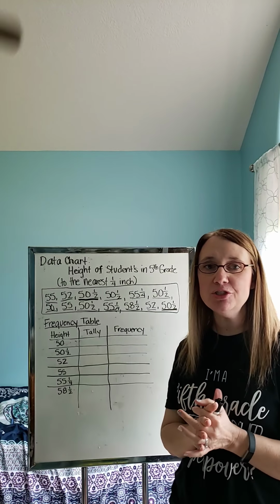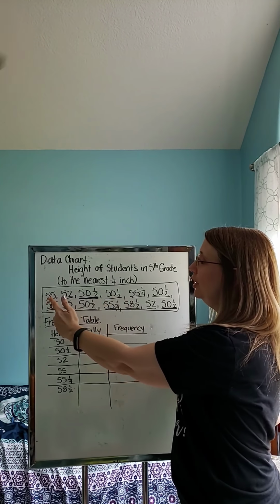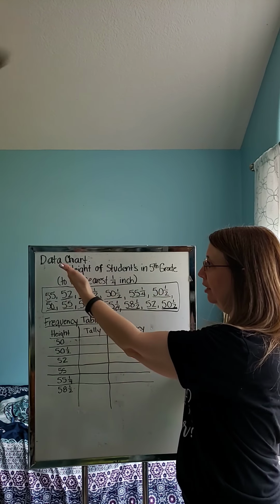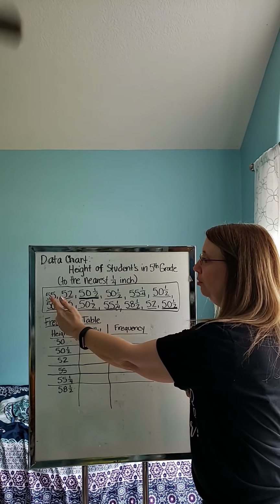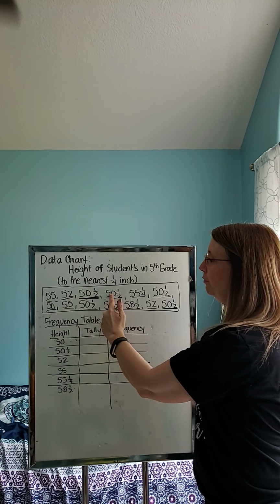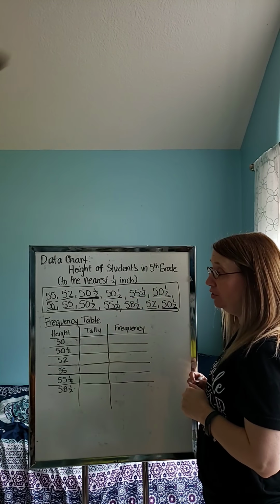We've got 55 inches, 52. Each one of these represents a student's height. 52 inches, 50 1/2 inch, 50 1/2 inch. So however many there are on our data chart is how many students there are in the class. So let's look. 1, 2, 3, 4, 5, 6, 7, 8, 9, 10, 11, 12, 13. So 13 students are in this class, and we've recorded the height of each of them.